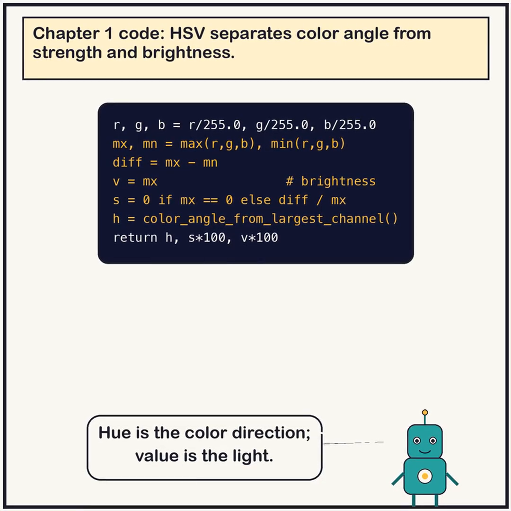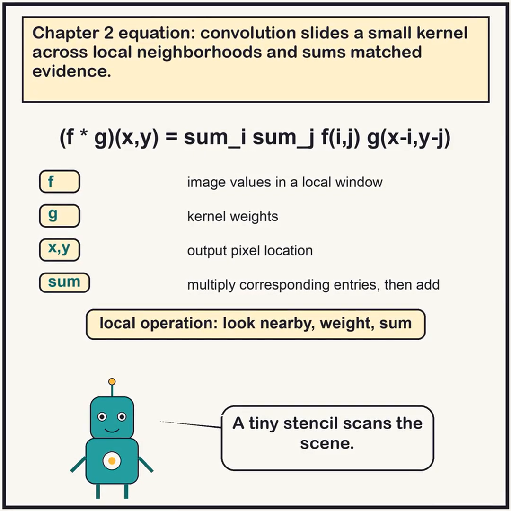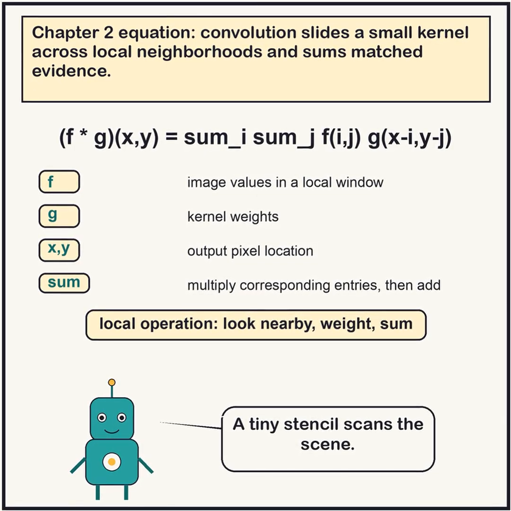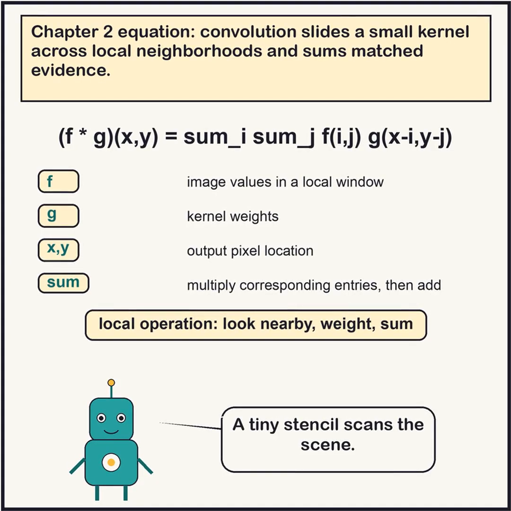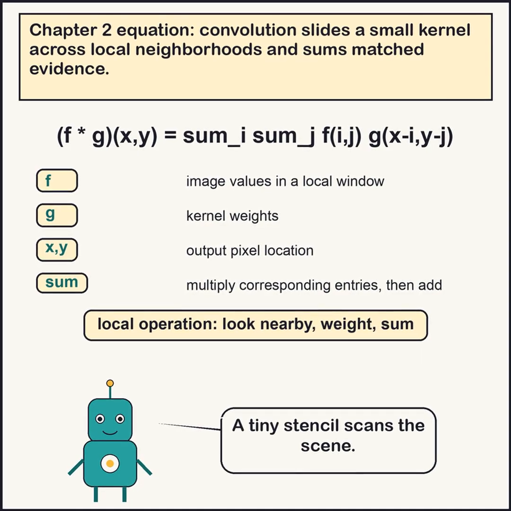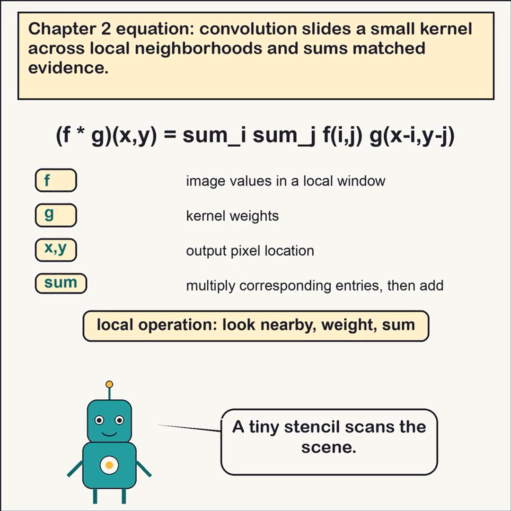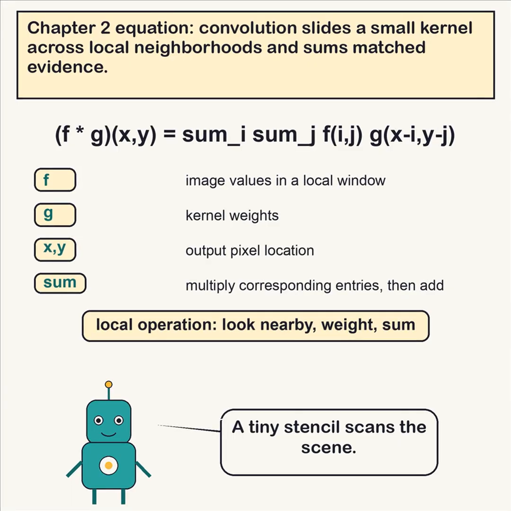Hue is the color direction, value is the light. Next comes locality. Convolution slides a small kernel across an image. At output location XY, F supplies local image values, G supplies kernel weights, and the double sum multiplies matching entries and adds them. This is the clearest example of a local visual operation.